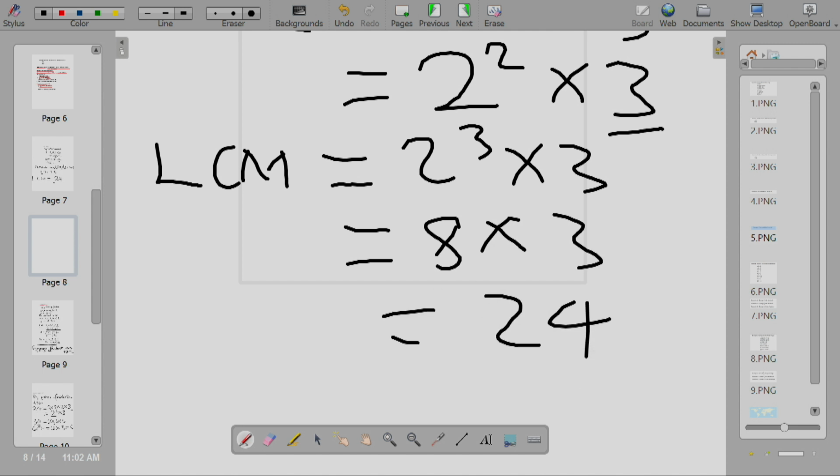So we got the same answer that we got when we used the first method, listing multiples. The same answer. So the answer is 24. The LCM of 8 and 12 is equal to 24.